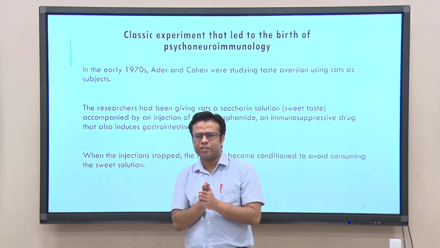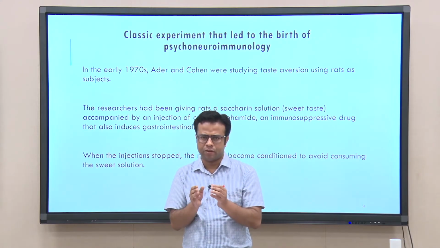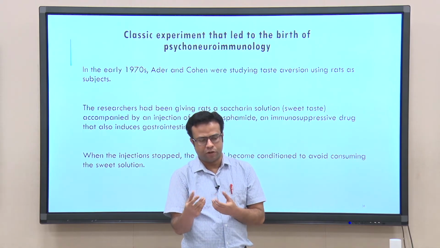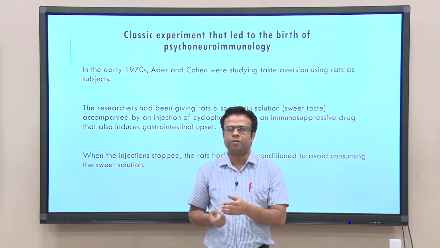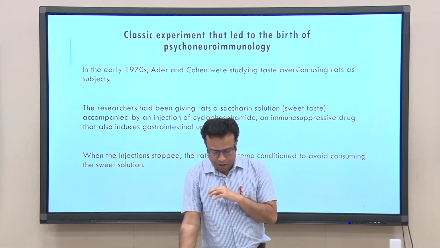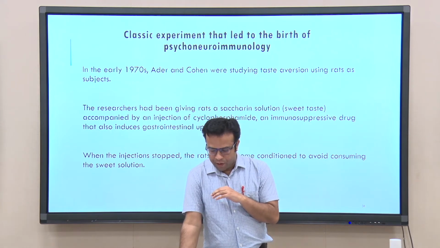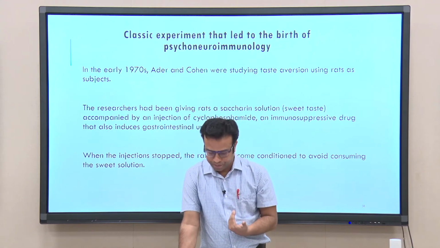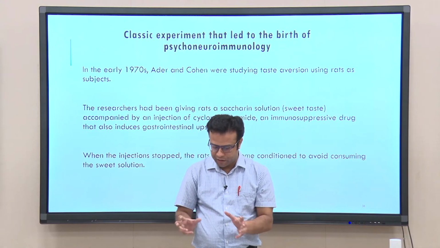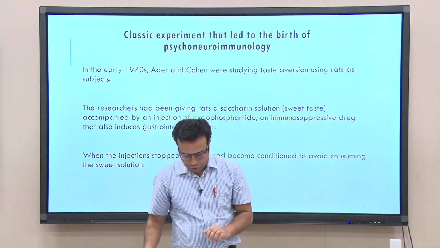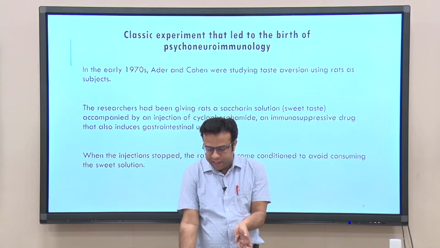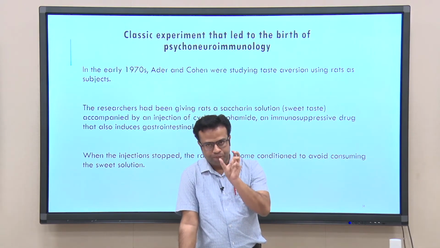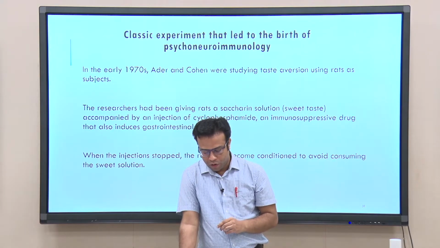Saccharin solution is basically a sweet sugar kind of solution, and if you give it to a rat, they will love to drink it. So, they were creating a taste aversion to saccharin, which was generally preferred by the rats. I will just show it in a diagram and then we will discuss. They associated this saccharin solution with an injection of a chemical called cyclophosphamide.